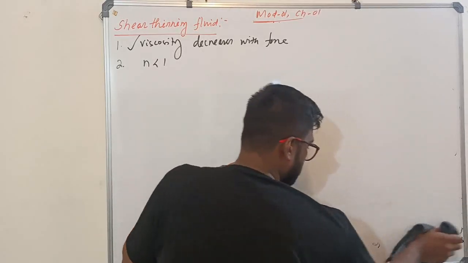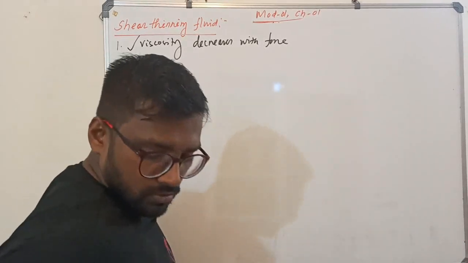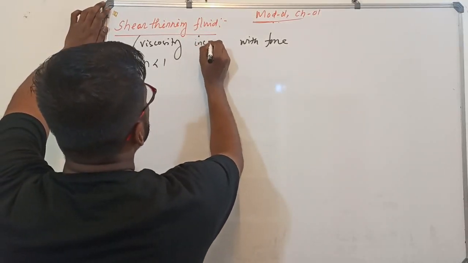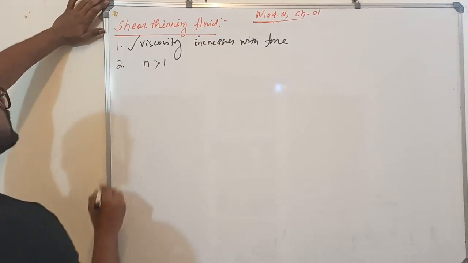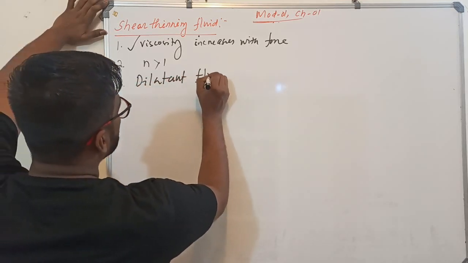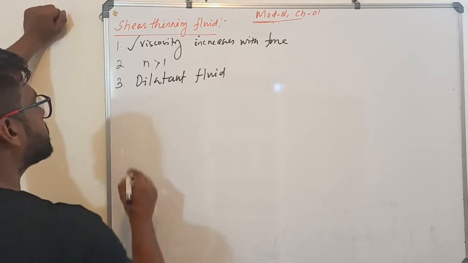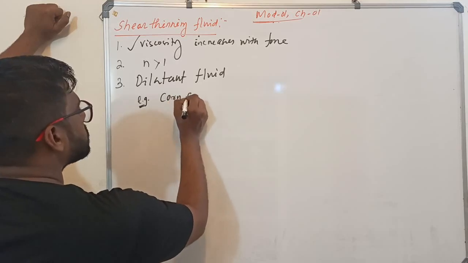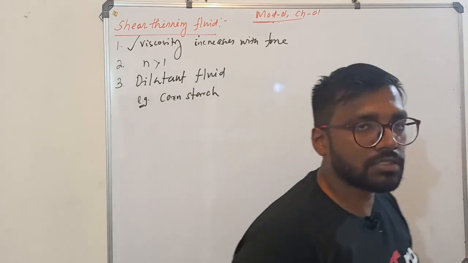So what happens to viscosity here? Viscosity increases with force, and n is greater than 1. This kind of fluid we also call a dilatant fluid. Okay, example. Sir, you already said corn starch solution. Yes or no? We have already discussed the corn starch solution.